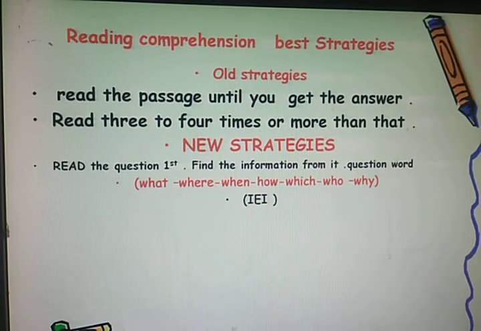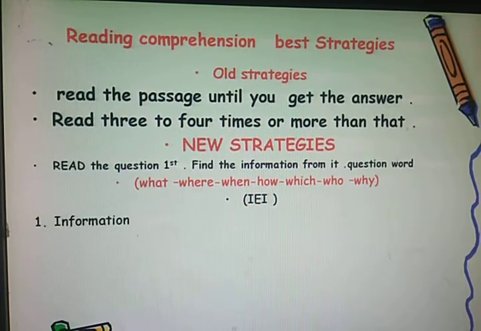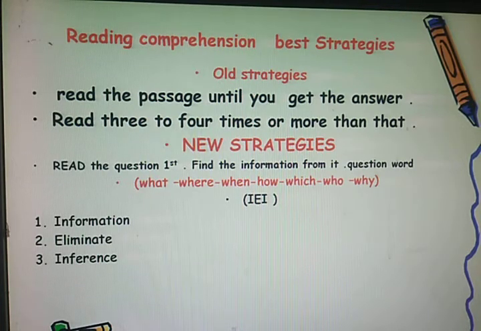Another strategy is called IEI. I for information. Collect information from the passage more and more. The important words should be underlined. E for eliminate. Eliminate means try to get rid of all the unimportant words, phrases, and sentences in the passage which are not important. Another is inferences. Inferences means some evidence, some logic, some reasons you will find in the passage. When they ask you the question, some reasons and logic would be there in the passage. You just have to find the evidence.